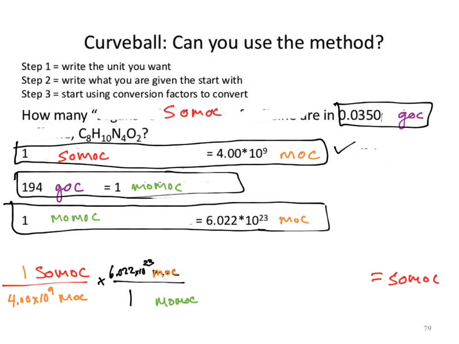What happens to my units? My MOC cancels. Awesome, I got rid of the MOCs. I still got momocs. How do I get rid of those? I need them to cancel out. To cancel out, where must momoc show up in my next step? In the numerator. Am I given just momocs? No. So what else? What am I given about my momocs?